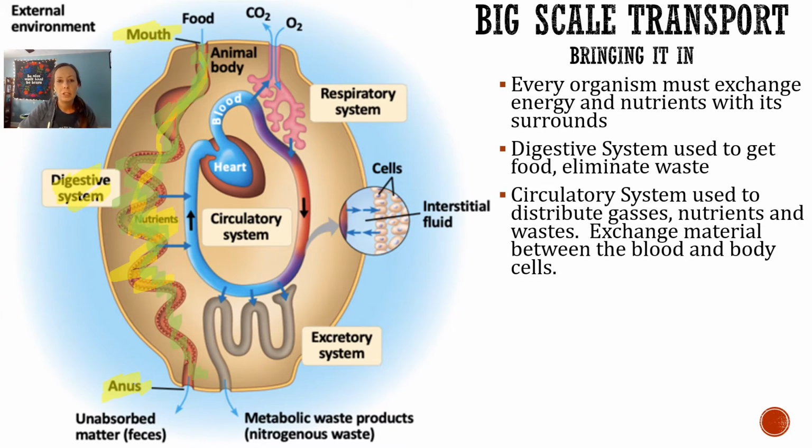We have our circulatory system, which is in the middle over here. The circulatory system is another way we move things in. So this is used to distribute gases, nutrients, and waste. This is how we exchange material between our blood and our body. So our circulatory system is going to be our main transport here.